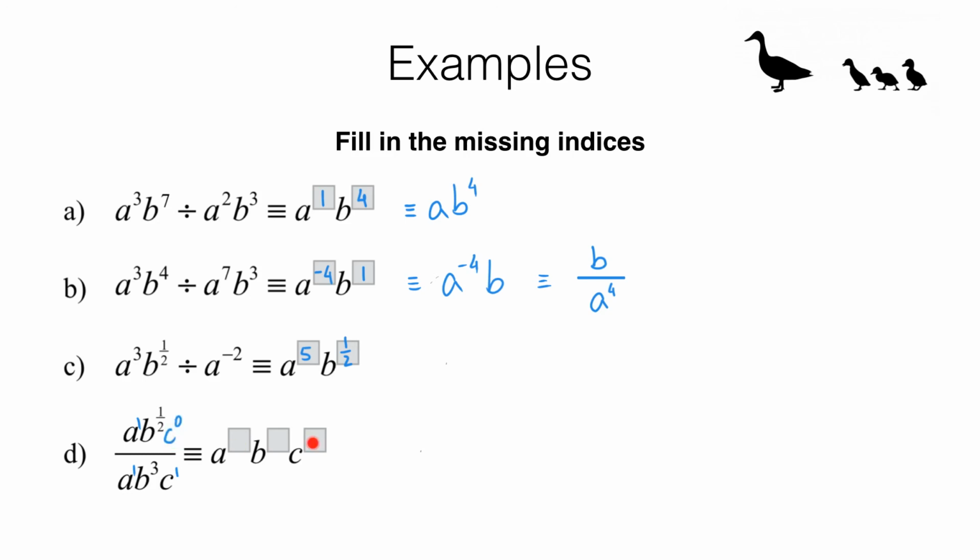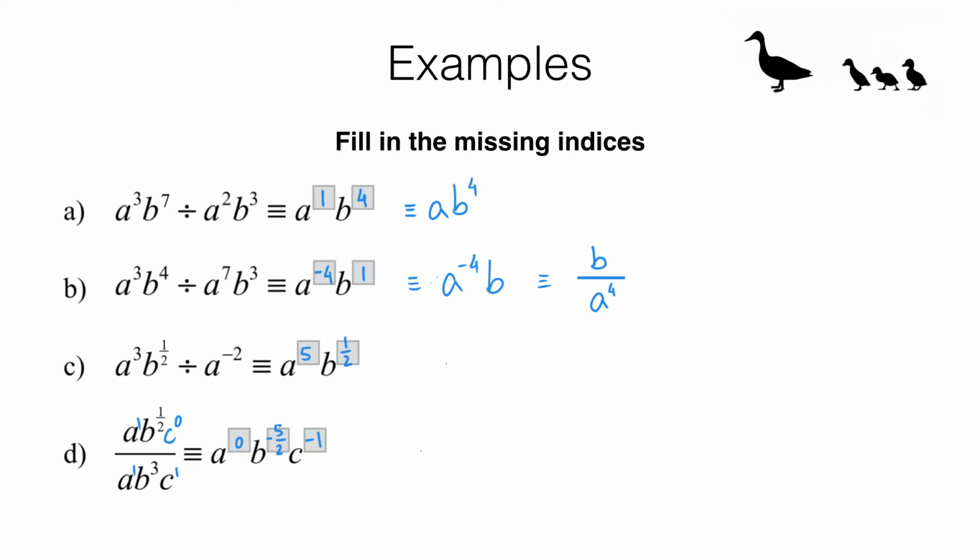Now, for the indices, we simply need to subtract. 1 minus 1 gives us 0, so we have a to the power of 0. A half minus 3 is the same as a half minus 6 over 2, so that's negative 5 over 2. And for c's index, we've got 0 minus 1, which is negative 1. So we have filled in these missing indices.